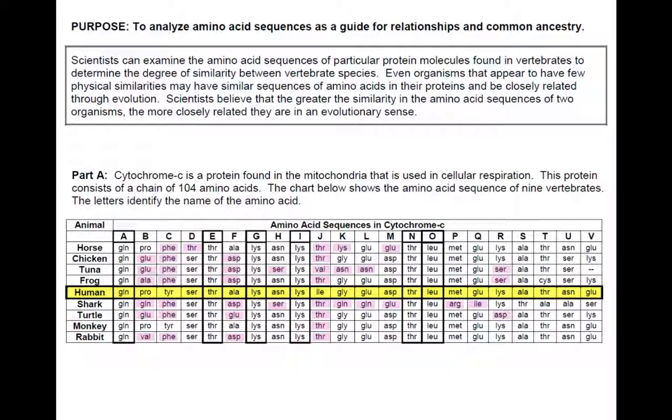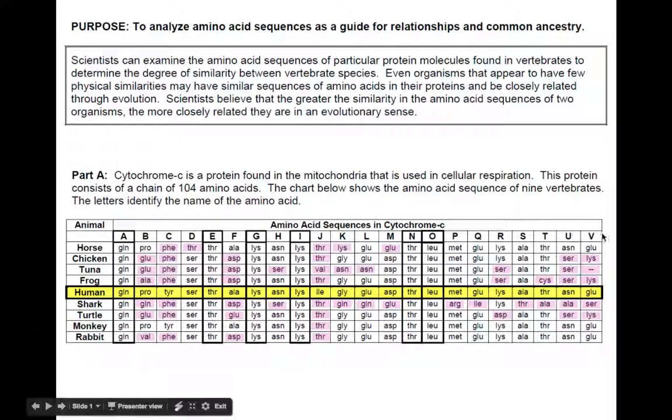In column R, we see differences at this location for the tuna, the frog, and the turtle. In column S, the only difference is the shark. And in column T, it's the shark and the frog. And then columns U and V together have differences in this amino acid sequence from human to chicken, tuna, frog, shark, and turtle.